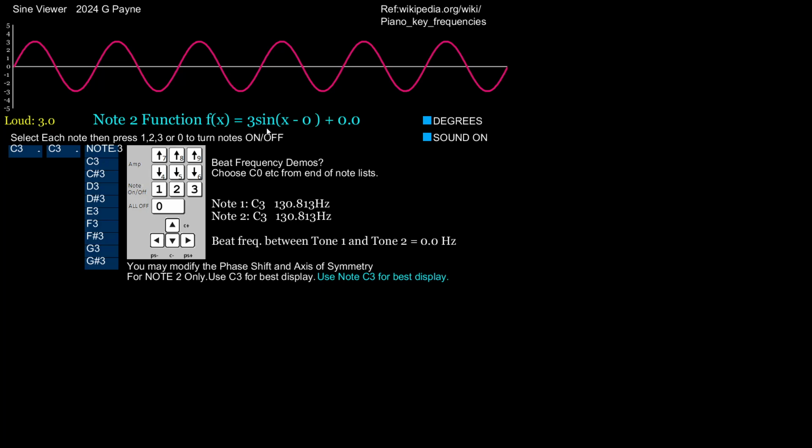Here is our function. We've got an amplitude of 3, it's a sine wave, and we have no phase shift at the moment, and we are centered on the axis of symmetry of 0. It's showing us that the loudness is the full amplitude because they're in phase. Now I'm going to start moving it with my right arrow, and as you get further out of phase, the loudness goes down to 0.